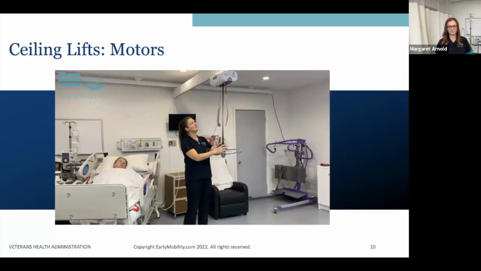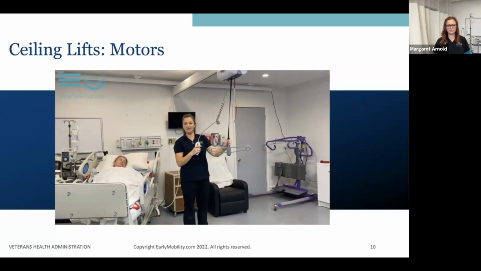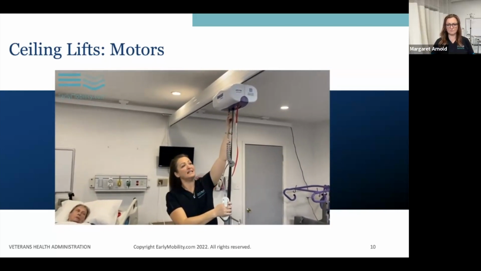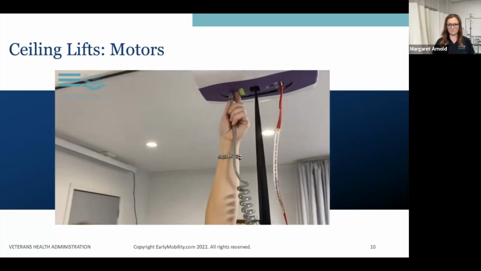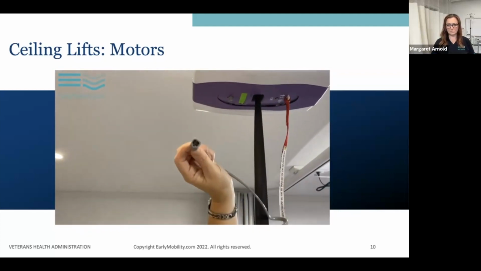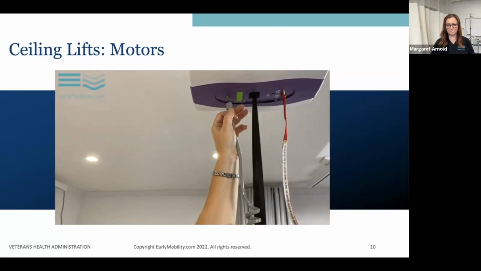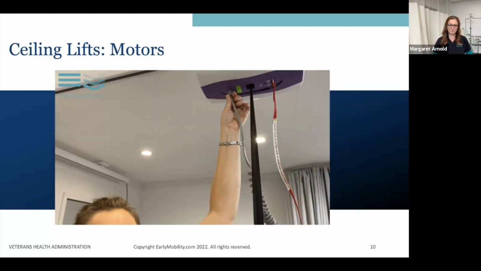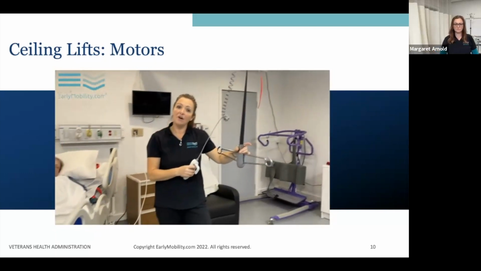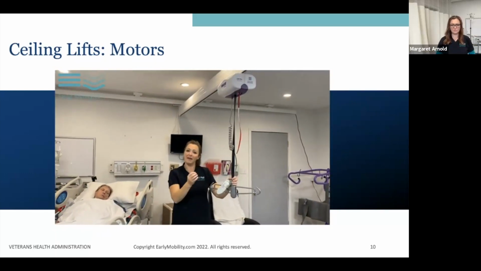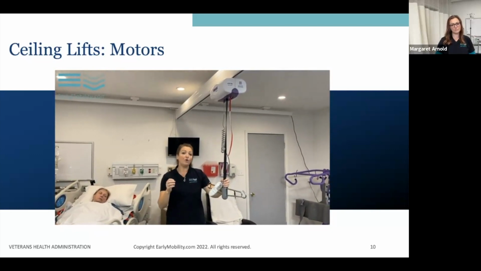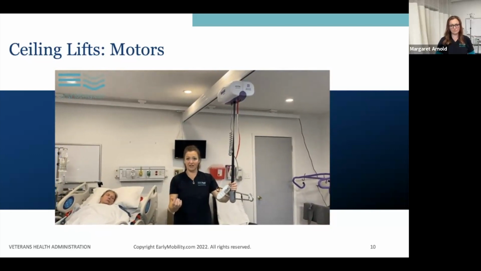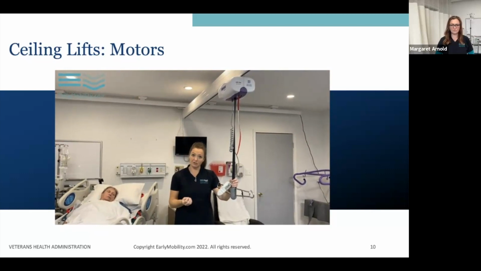And then lastly, know the mechanism for how your hand pendant works. In this particular lift, the hand pendant is an air pneumatic device that sometimes can get disconnected. So if the lift is not working, it may just be that it needs to be reconnected. That may not be the case in all of your lifts, but the message is know your lift, know how everything functions on your lift, and be able to troubleshoot.